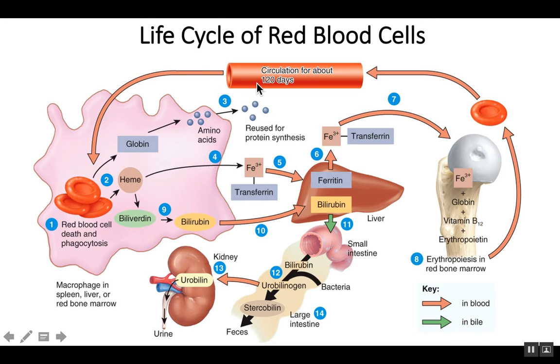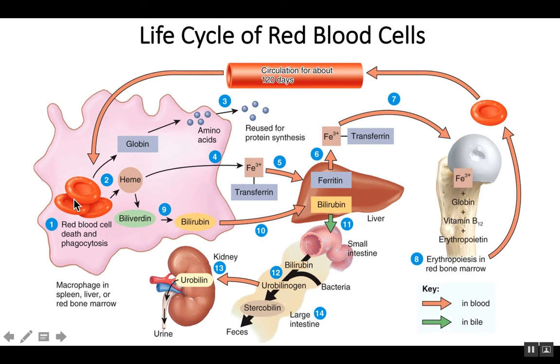They're going to get worn out, they're going to get old, and they need to be removed. So the next question is, who removes red blood cells from circulation? The answer is typically your spleen, but your liver can help out as well, and bone marrow. So individuals that have to have their spleen removed can still remove worn out red blood cells by using their liver and bone marrow.